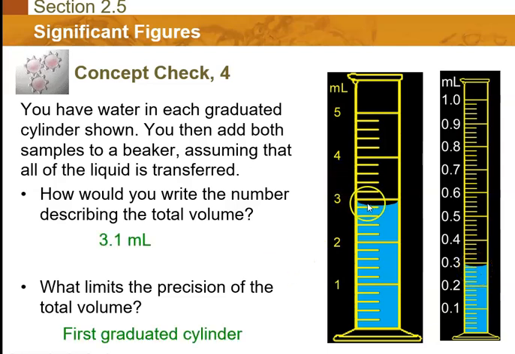Okay, so now we're going to take our two amounts here and add them together. Here we have 2.8. Here we have 0.28. So when we add those together, we're going to report it as 3.1. We can't go more precise than this because this one only goes to the nearest 0.2 milliliters, so 1 decimal place after the milliliter. And the first graduated cylinder is what is limiting the precision of the total volume.